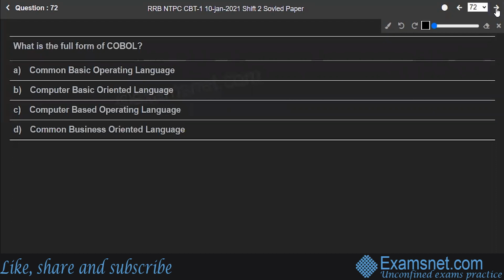Next is question number 72. What is the full form of COBOL? COBOL, it's a computer language. What is the full form of it? Well, the correct answer for this is COBOL is Common Business Oriented Language. Option D.